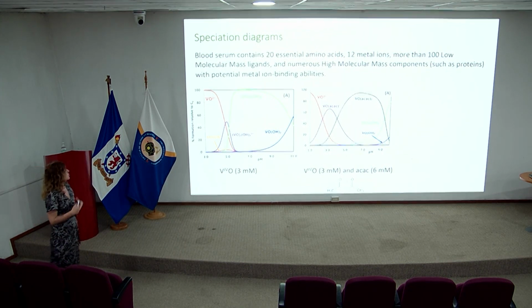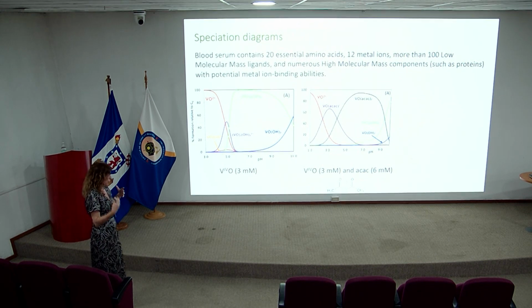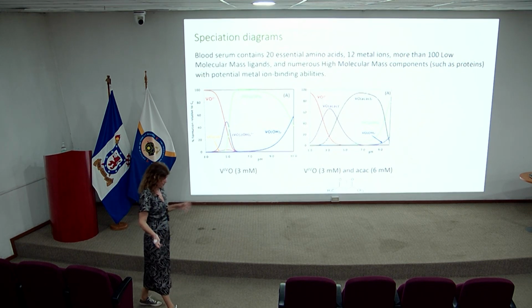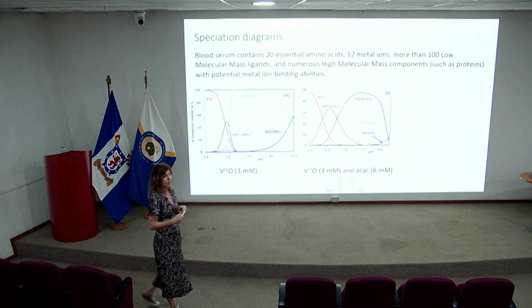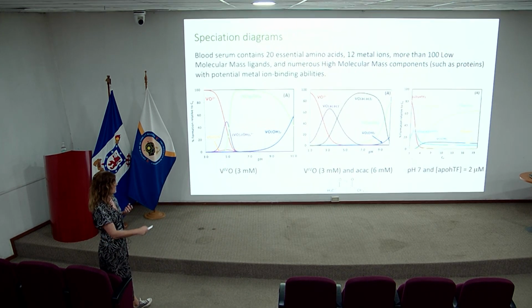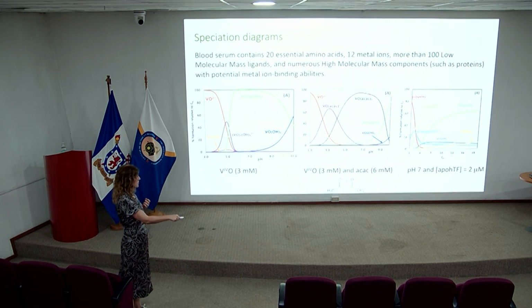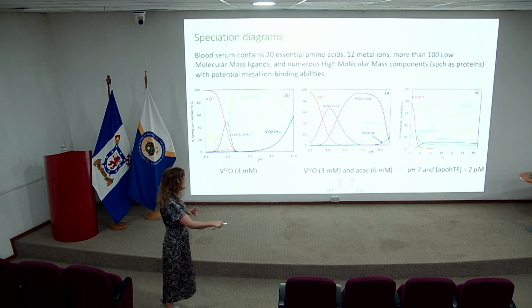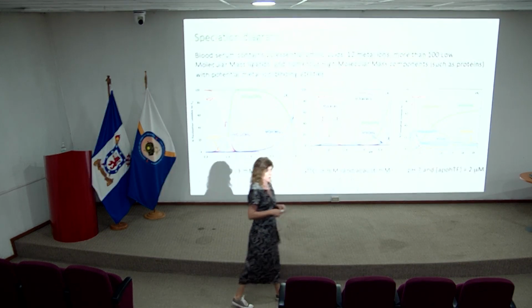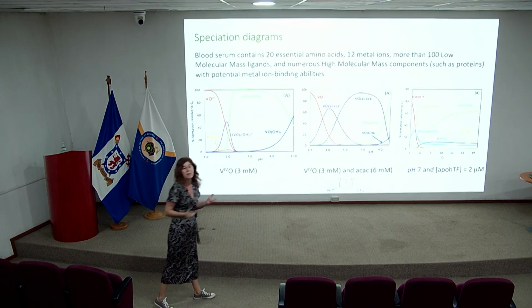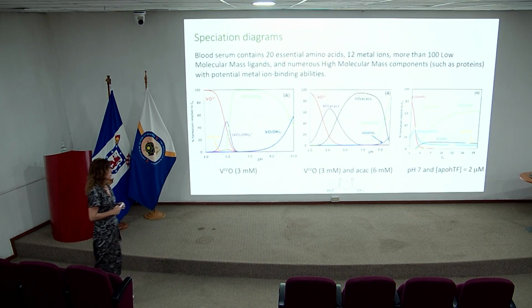What we did next was we had the stability constants with albumin, with transferrin, and we modeled what happens when we change the concentration. If we have vanadium and the ligand in these conditions at pH 7 in the presence of 2 micromolar of apotransferrin. Apo means the protein without any metal, and transferrin is an iron transporter.